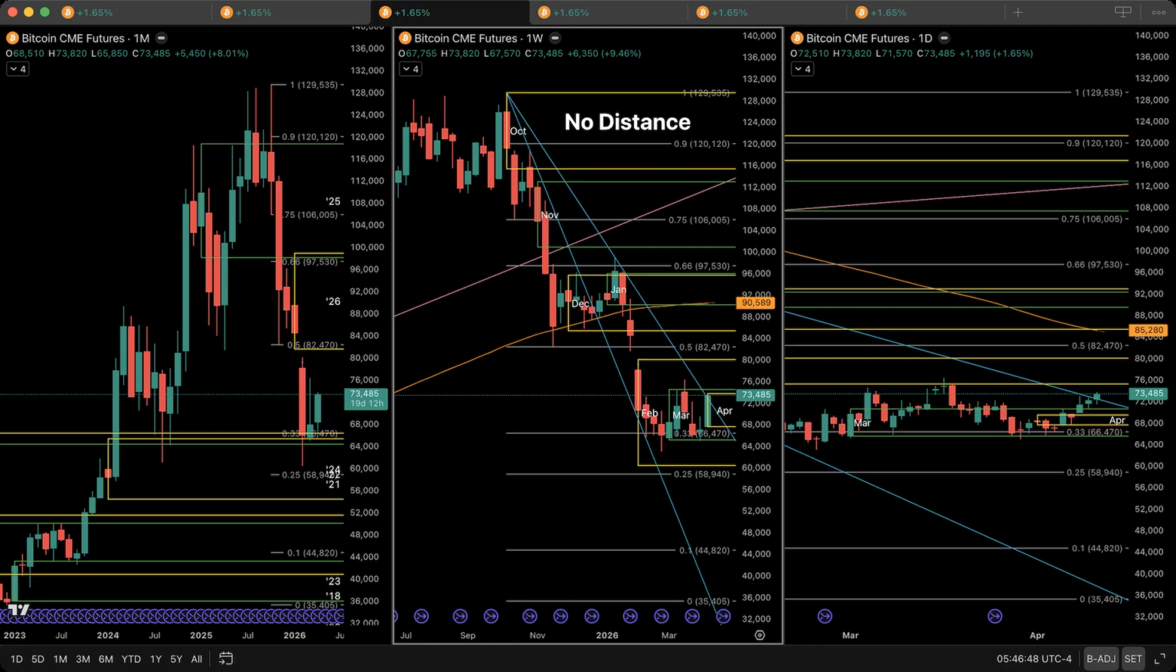Now the behavior becomes clearer. Price is not freely moving. It is negotiating between these boundaries. Each move upward meets resistance. Each move downward finds support. This creates rotation. Rotation at the monthly level.